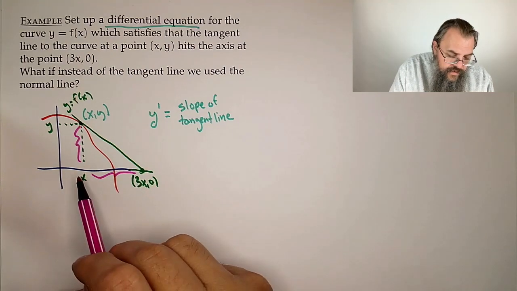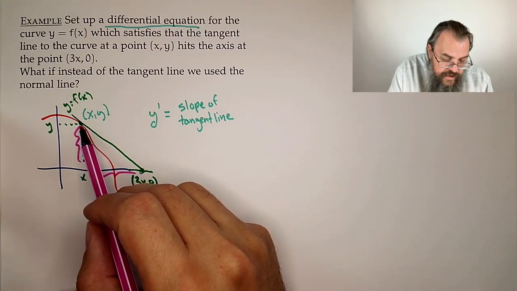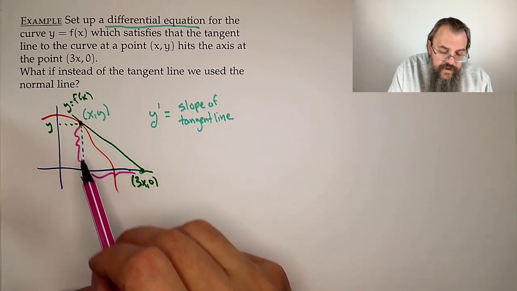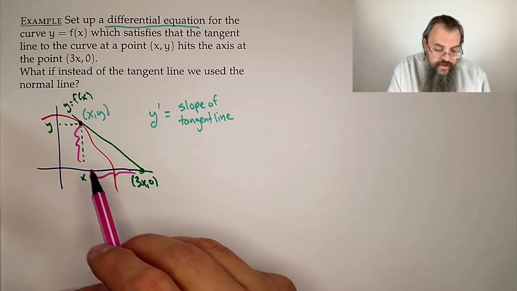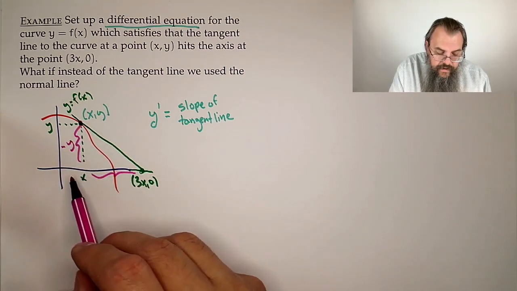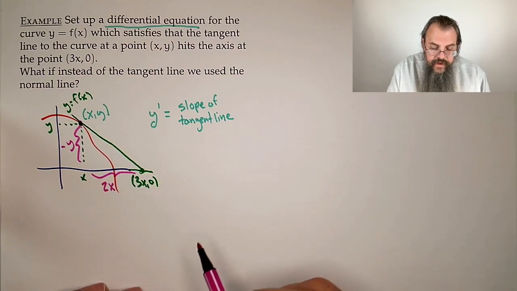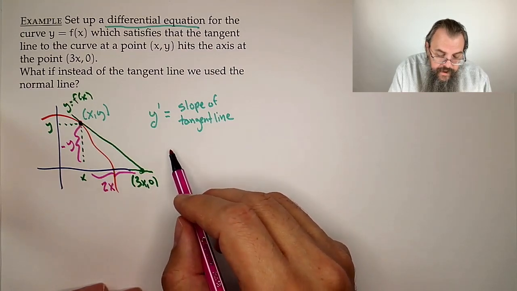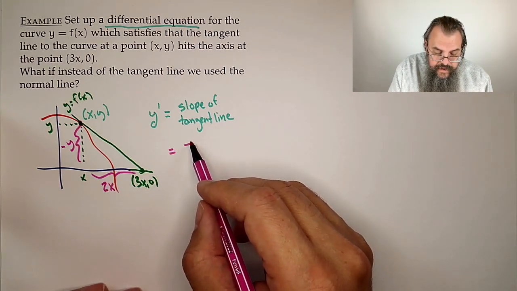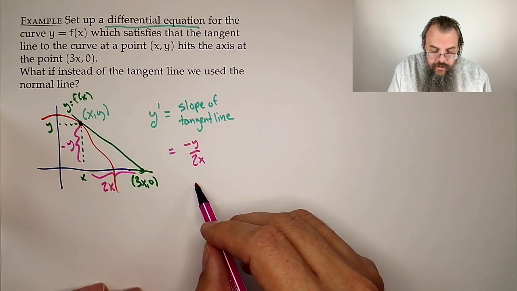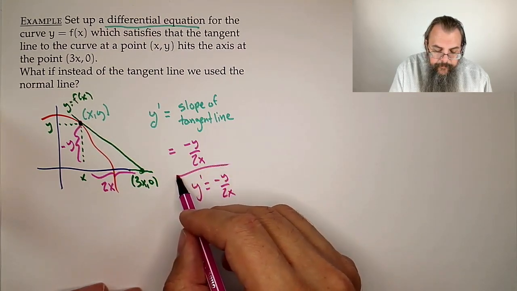Okay. So here, if we're moving left to right, what we would do is think this is our first point. Here's our second point. Our rise, well, we went from y down to 0, so we would say negative y. Our run, we went from x to 3x, so that would be 2x. And we get y prime is equal to rise over run, negative y over 2x, or y prime equals minus y over 2x.